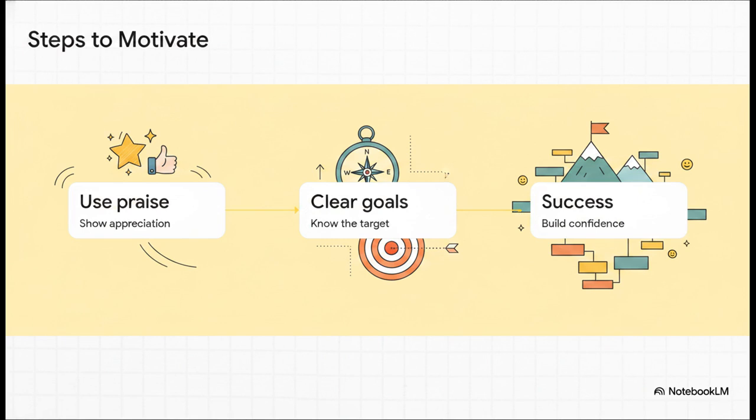To actively motivate, try these steps. First, use praise, prashamsa. Second, set incredibly clear goals, spashtalakshalo. And third, create success experiences, vijay anubhavam. Getting those small wins early on literally builds the confidence they need to tackle harder problems later.